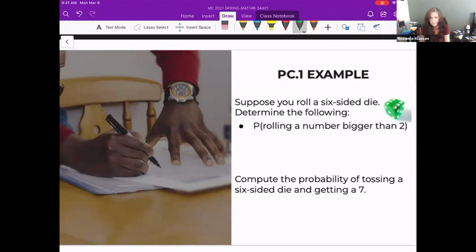Doesn't matter to me. Can you repeat it again? The bigger than a 2? Okay, can you not see my screen? Yeah, the probability of rolling a number bigger than a 2. I just wanted to make sure I was still screen sharing. I thought maybe it timed out or something.